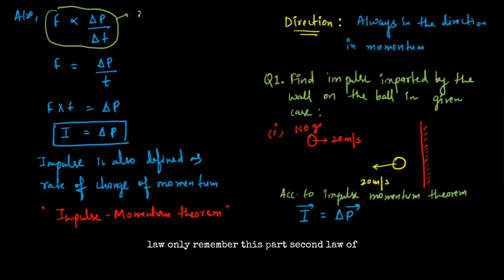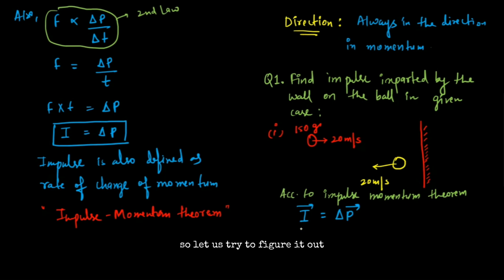Remember this part: the second law of Newton is the cause of half of the mechanics. Half of mechanics works on Newton's second law. So wherever you are going and whatever you are talking about in physics, in mechanics, it might be possible that it is derived from the second law of motion. So here, according to the impulse momentum theorem, we can say I must be equal to delta P.